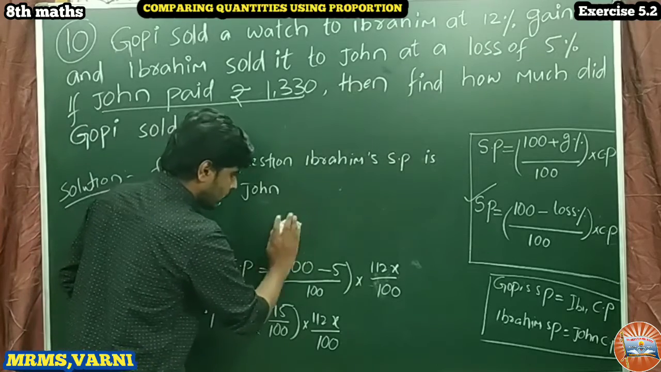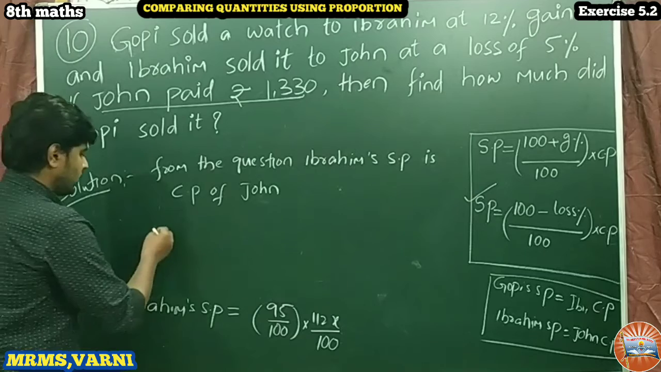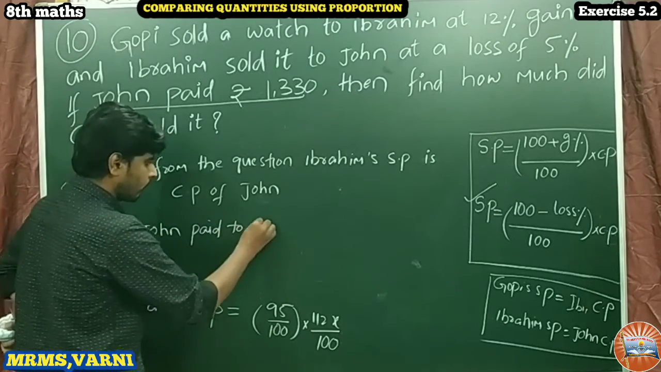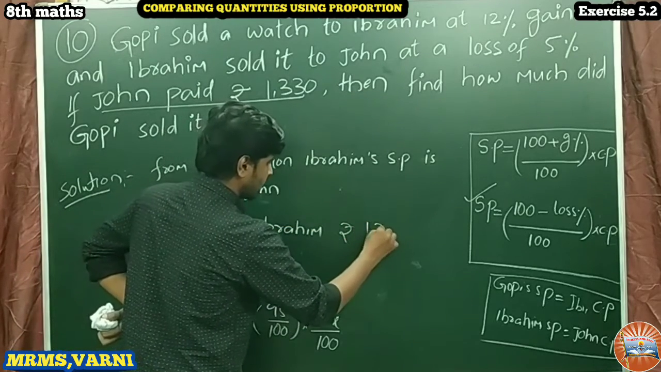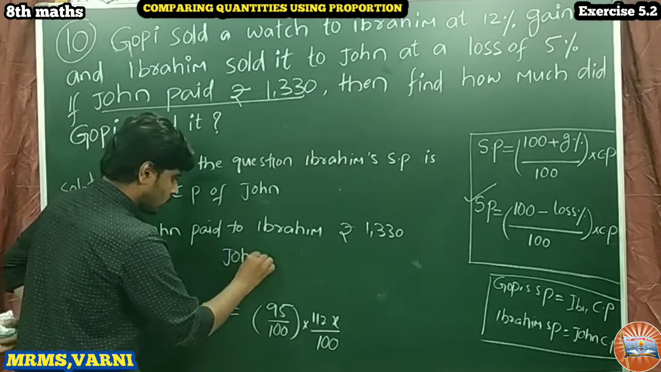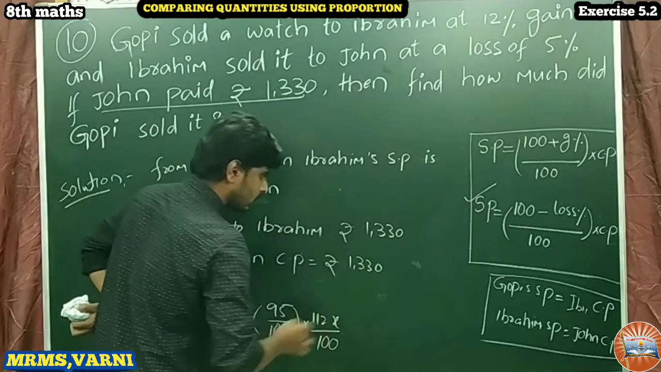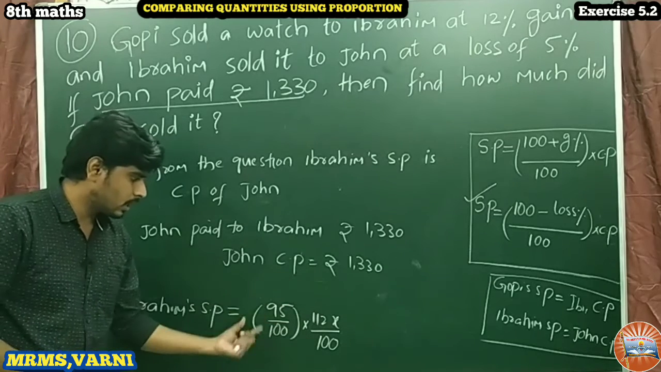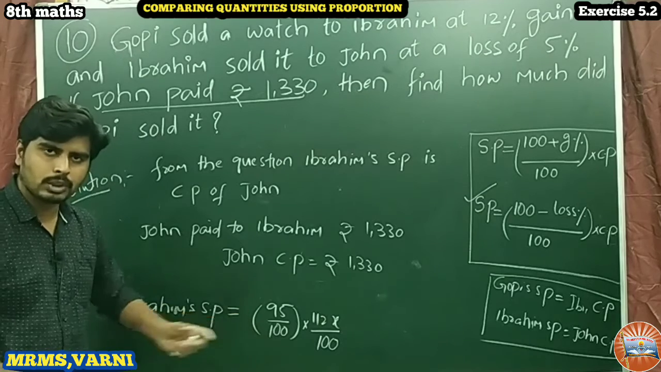How much did John pay to Ibrahim? That is given. John paid to Ibrahim rupees 1330. Okay, it means John's CP is equal to rupees 1330, isn't it? Okay, John's CP is this, but we got here Ibrahim's SP is equal to this. This is nothing but John's CP also. It means both are equal.